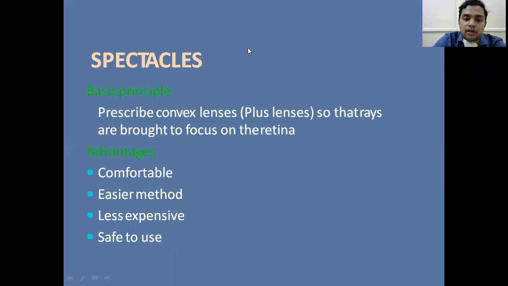So when compared with contact lenses, the advantages of spectacles are that they are comfortable, and this is the easier method of using, and they are less expensive and safe to use, because by using glasses, these patients are less prone to infections and allergies. So these spectacles are safe when compared with the contact lenses.